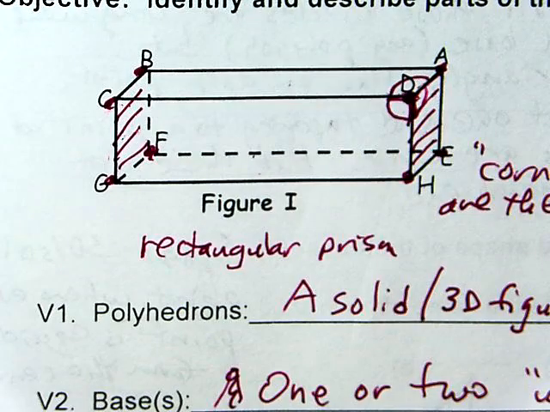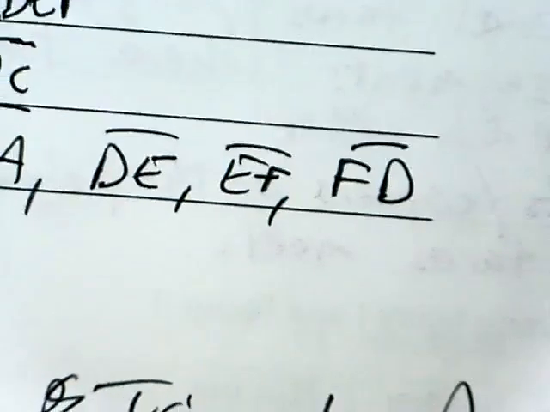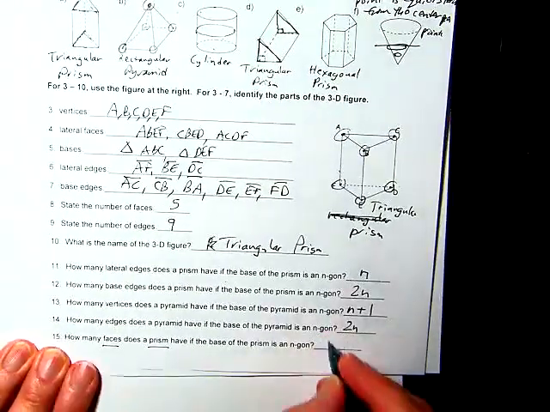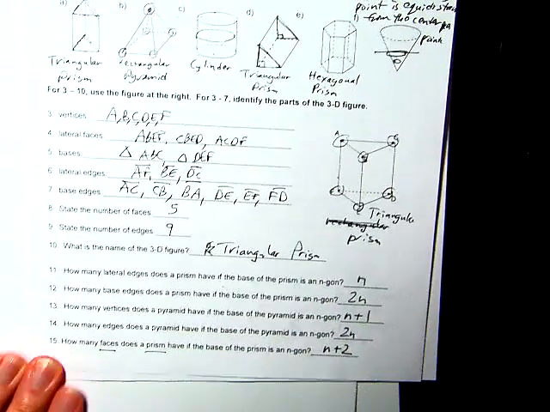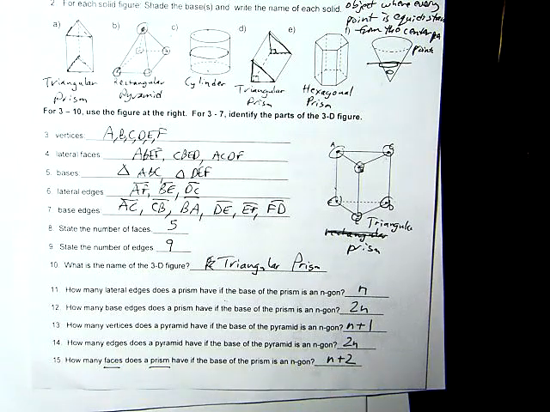Okay, so that we can finish up this page by saying that how many faces does a prism have if the base of the prism is an n-gon? It's going to have n plus 2. So we're going to put n plus 2. And that finishes this page. And we've had some very interesting discussions about lateral faces, bases, vertices, edges, etc. And we will now continue this in the next lecture.